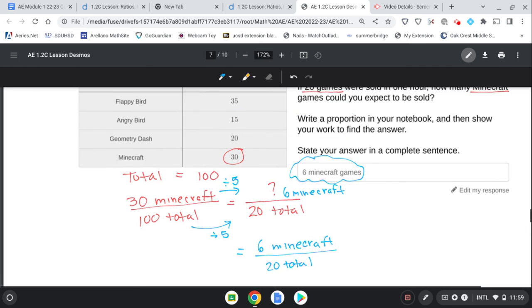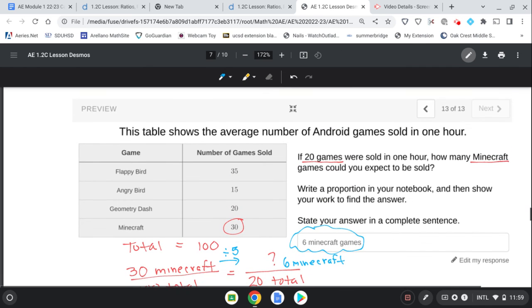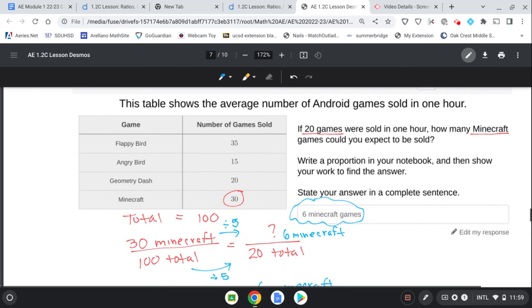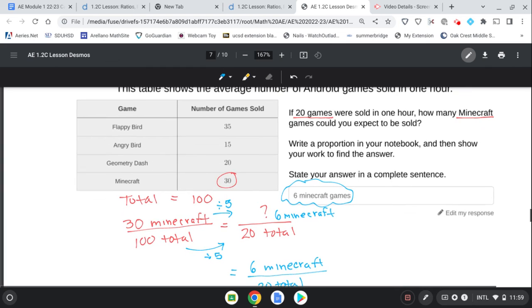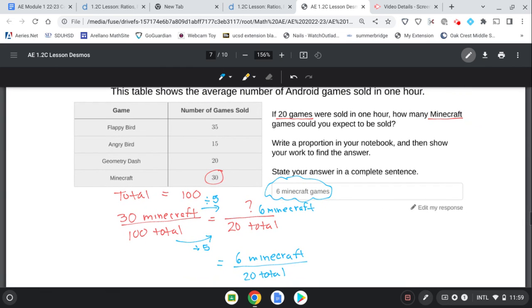So this concludes lesson 1.2c. Feel free to pause the video, go back and check your work, and complete the assignment that goes with this lesson. So that would be 1.2c homework.